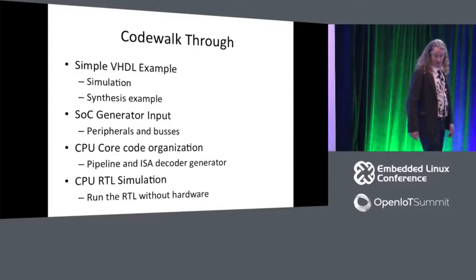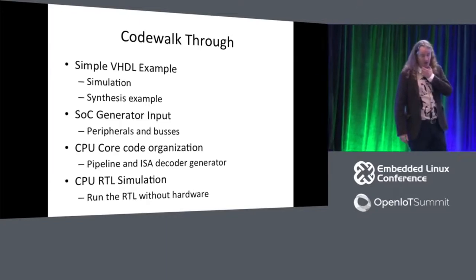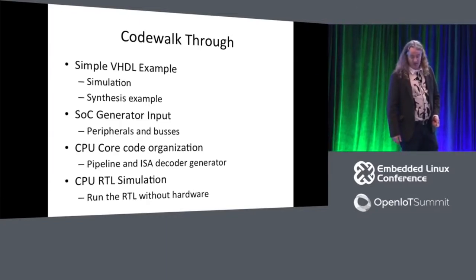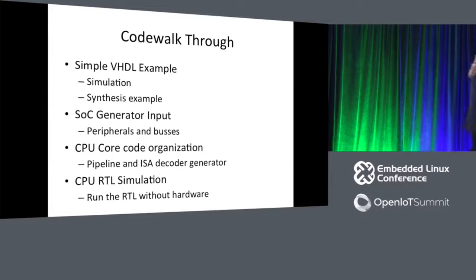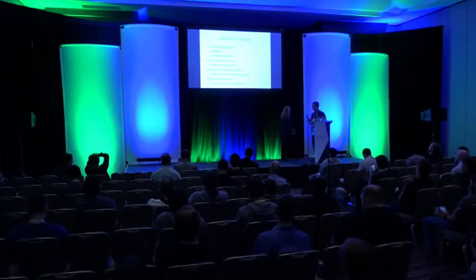Now I thought we would go through a couple of different things. For a fairly simple example, there are two things we'll do. First is simulation. We'll simulate a code example using GHDL, and then we use Yosys and put it on an ICE40. Then the second thing we'll do is have a look at the SoC generator input spreadsheet a little bit more carefully, look at the CPU core's code organization, and then run a simulation of the RTL. So maybe we'll bounce out of the slides here for a minute.